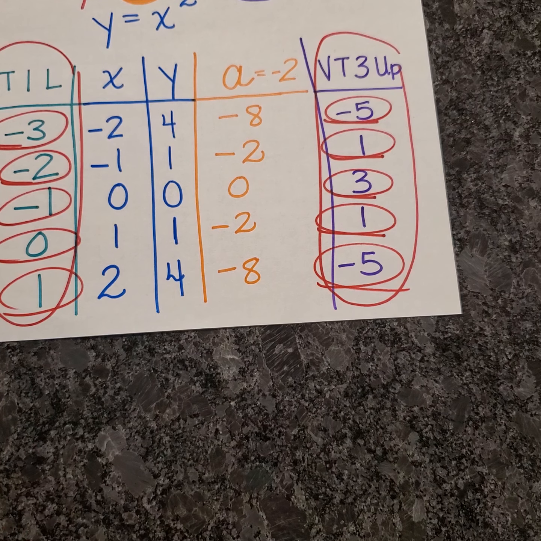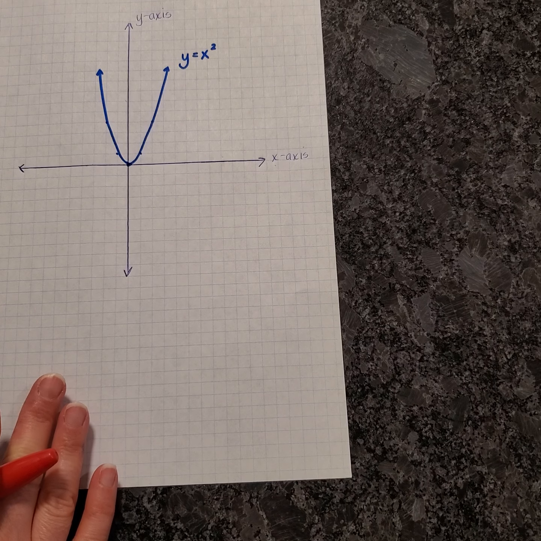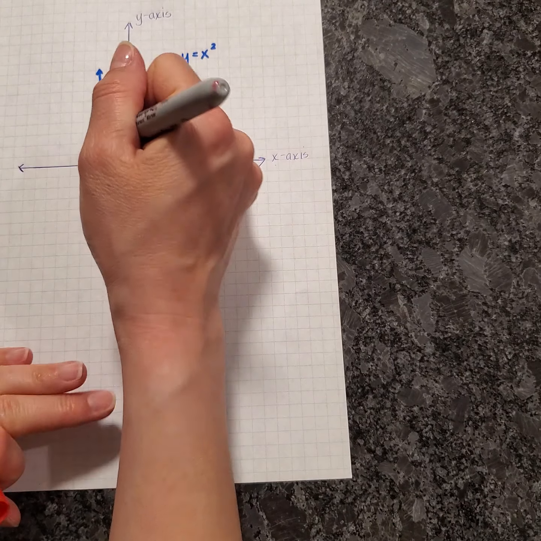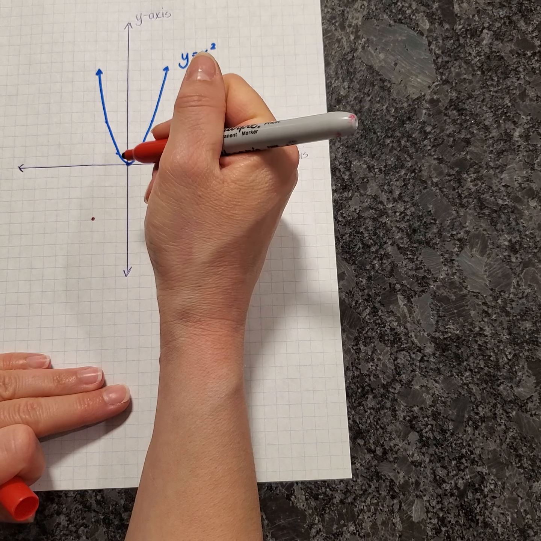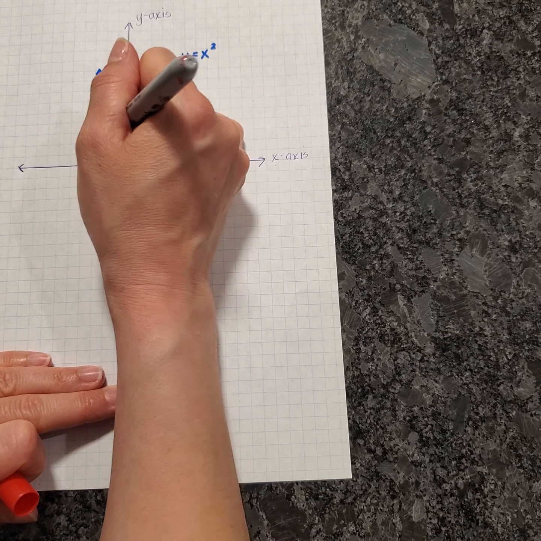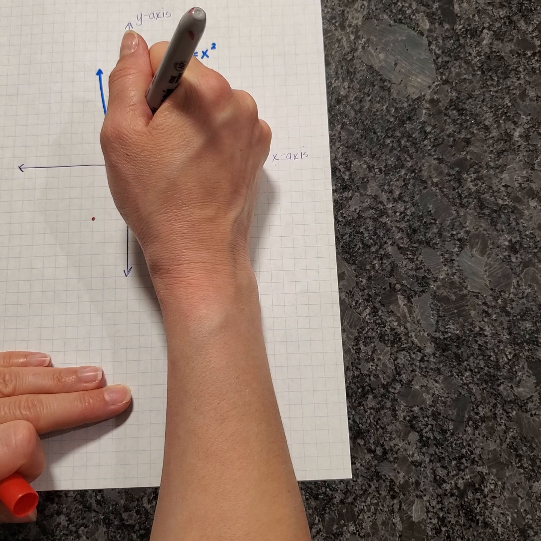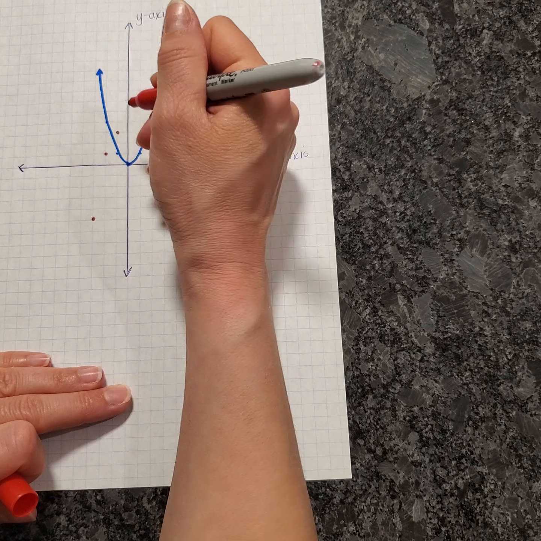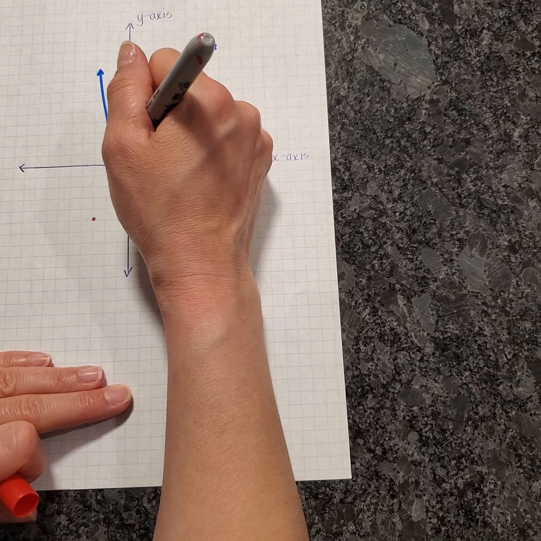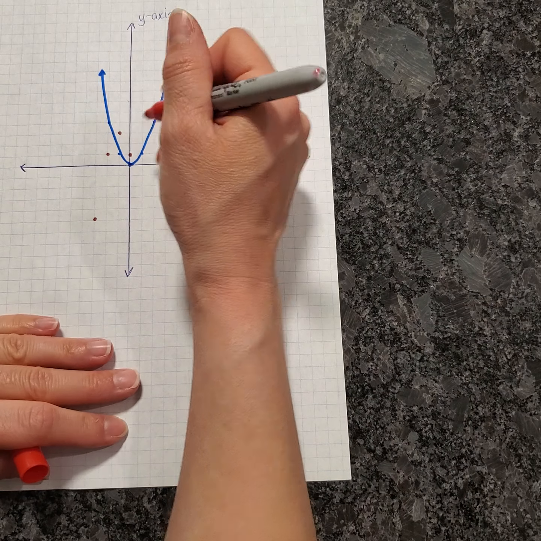Okay, so let's go back to our original graph and actually plot those points. All right, so -3, -5, -2, 1, -1, 3, 0, 1, 1, -5.